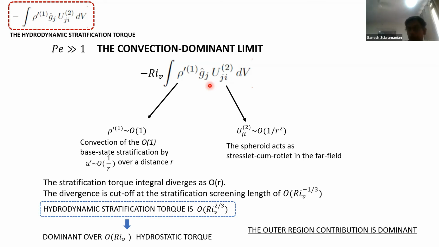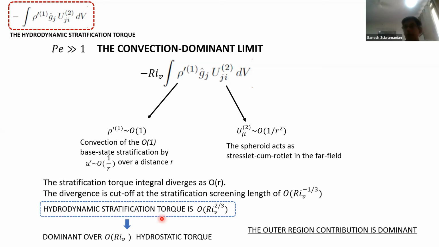And for large Peclet, we know that this large distance is the stratification screening length that we originally spoke about, that scales as the inverse cube root of the viscous Richardson number. So if the stratification torque integral diverges like R, but that divergence is cut off at the stratification screening length, which is RIV to the minus 1/3, you multiply that RIV to the minus 1/3, the finite but large estimate of the torque integral, times RIV, and you get that the hydrodynamic torque is now RIV to the 2/3, unlike small Peclet, where it was just order RIV. And therefore, regardless of aspect ratio, for sufficiently small RIV, this hydrodynamic torque is going to be dominant over the hydrostatic torque.